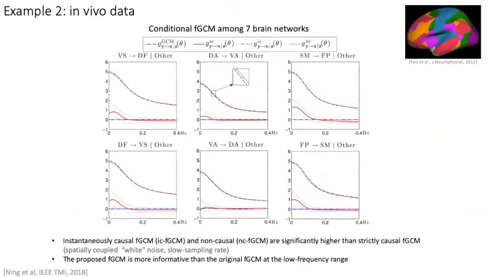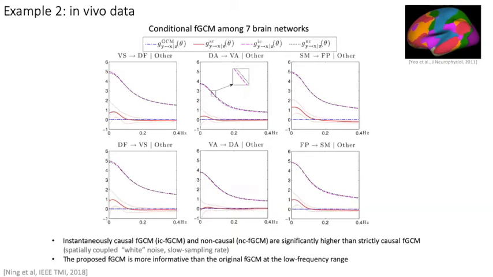We did about the same thing for the 3-network brain network based on Thomas Yeo's brain parcellation, using the Human Connectome Project data. We use the standard Granger causal measure, our proposed strictly causal Granger measure, and the instantaneous causal and non-causal measures here. First of all, we see that the instantaneous causal and non-causal measures are very different from the strictly causal measure, and they are similar to each other. This just means that the time series data may have very strong spatially coupled white noise.